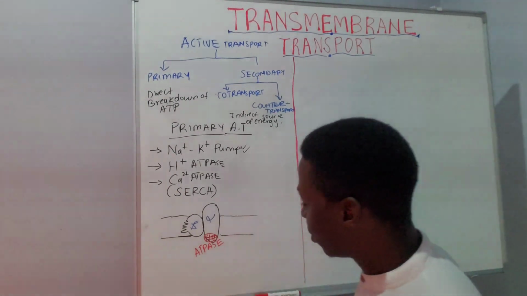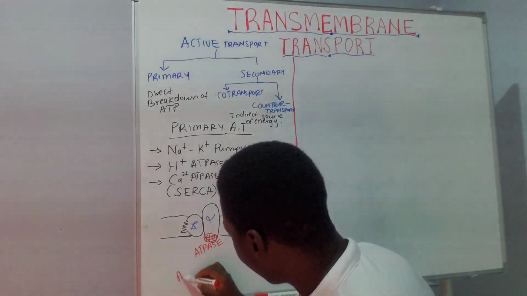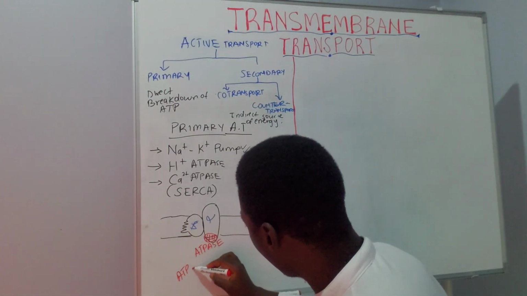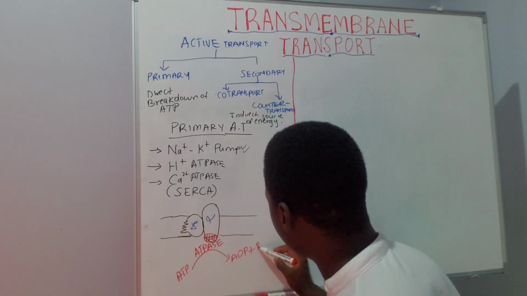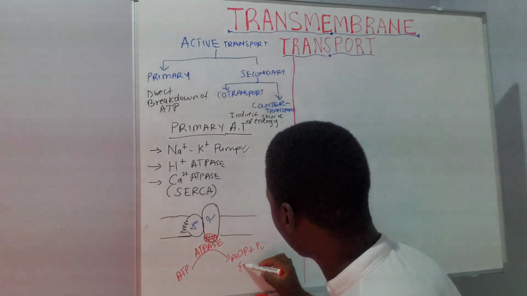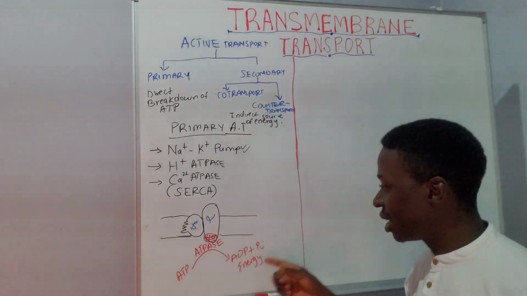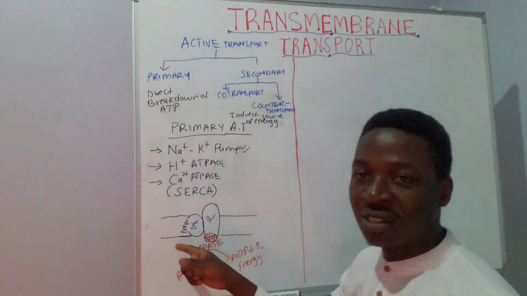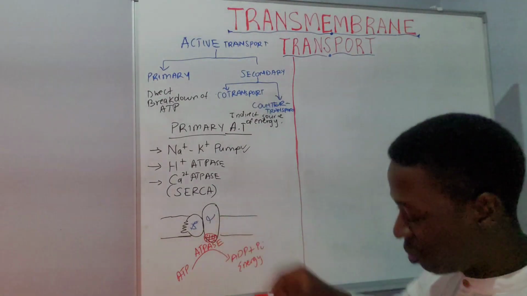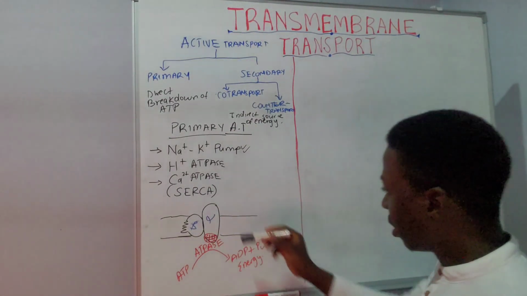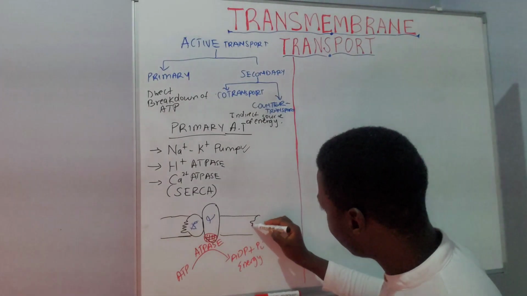And what does this enzyme do? This enzyme cleaves ATP to ADP plus an inorganic phosphate with the release of energy. And it is this energy that is used in the movement of these ions. So let me make this a little bigger for this molecule of the alpha subunit.